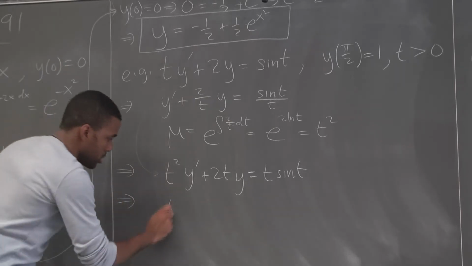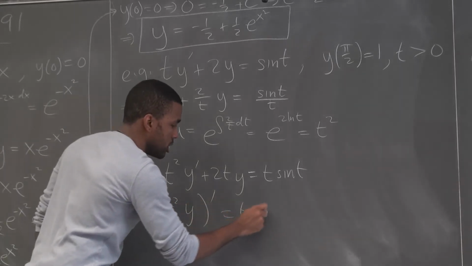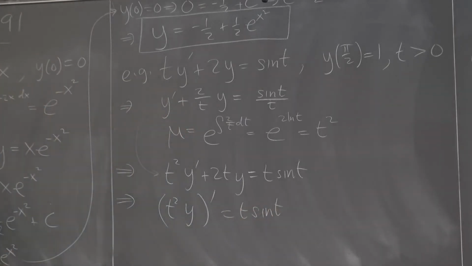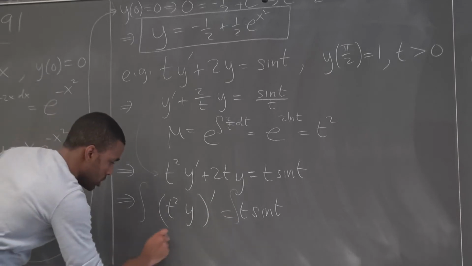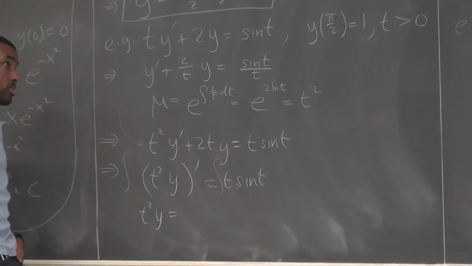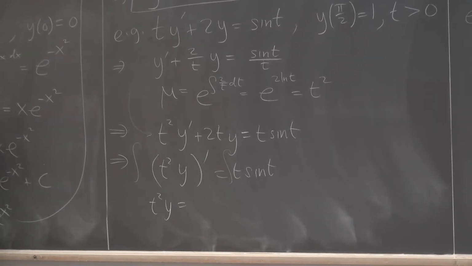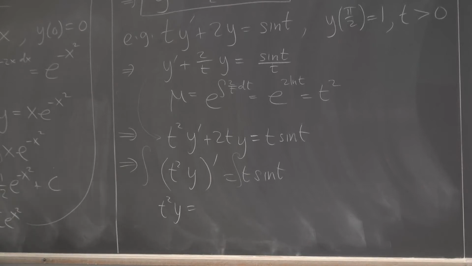The left side is just going to be t squared y, all derivative. This side would be t sine t. And then we integrate. T squared y equals, what's the antiderivative of t sine t? How do we find the antiderivative of t sine t? We do integration by parts. Who's the u? Sine t would be the, right? LIATE. Remember Calc 2? Okay.